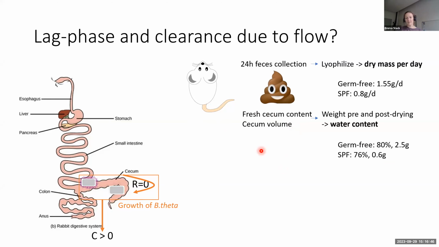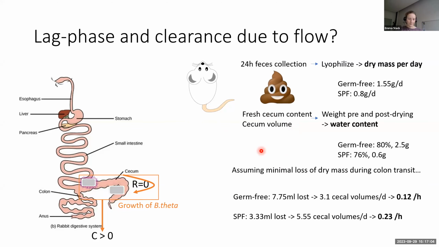And again, what you find there is that in germ-free mice, we have a higher water content than in SPF, but actually not that dramatically higher. It's about 80% water compared to 76% water. But the cecum volume is much, much higher in germ-free mice. So we have around 2.5 grams of cecum content compared to about 0.6 grams of cecum content.